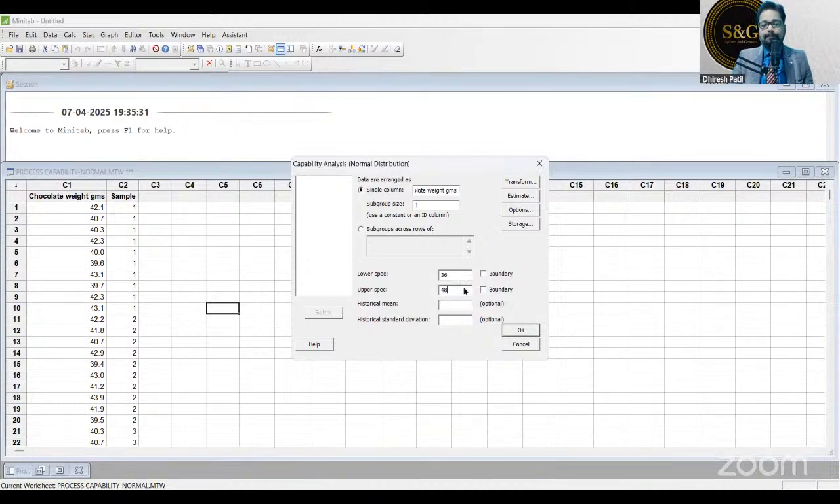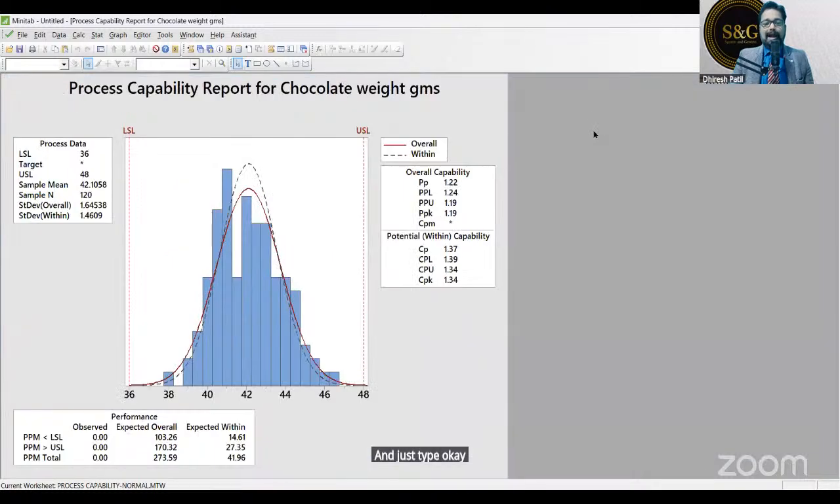Everybody with me? And just type OK. And here we go. Super. Everybody got this diagram? Just type yes in the chat box.